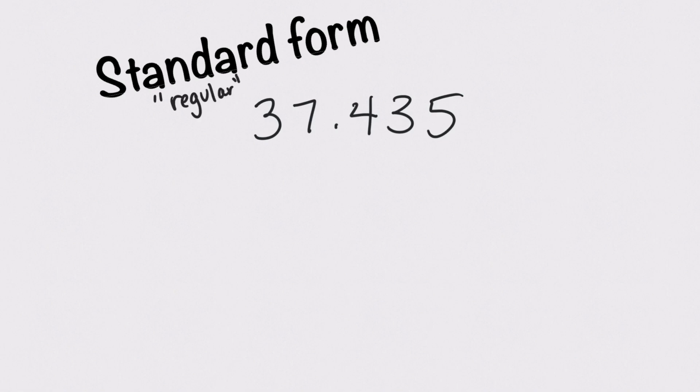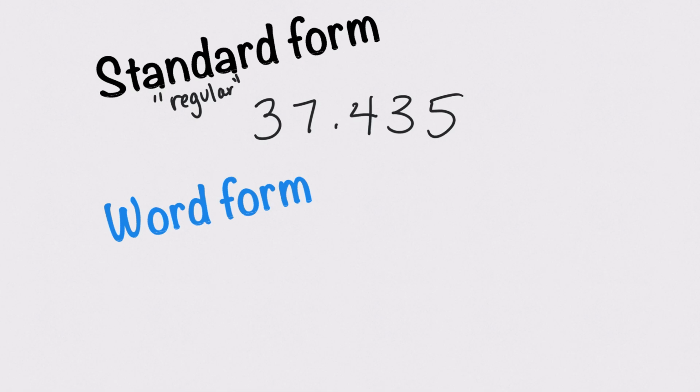So today's lesson is about standard, expanded, and word form of numbers. So let's start with the ones you already know. Standard form. You already know what standard form is. This is an example of standard form. Standard form means regular. It's the way you've been writing numbers since you started writing numbers. It's the regular way of doing it.